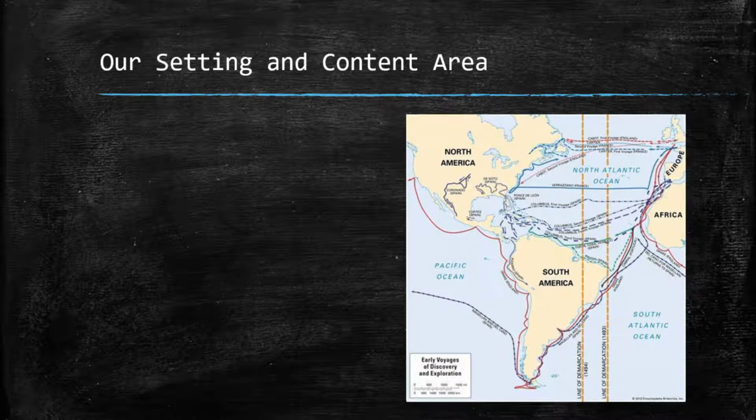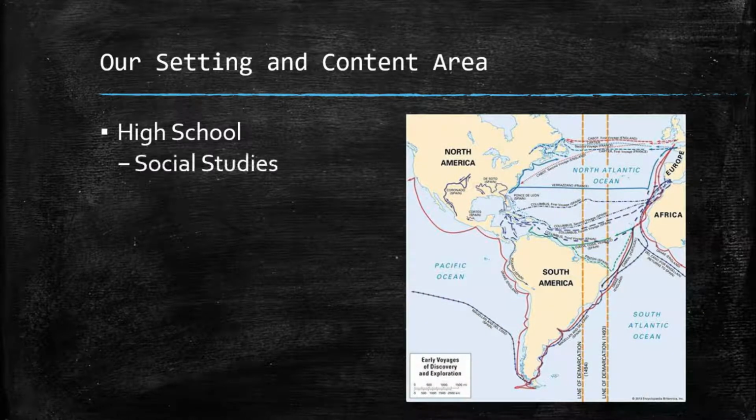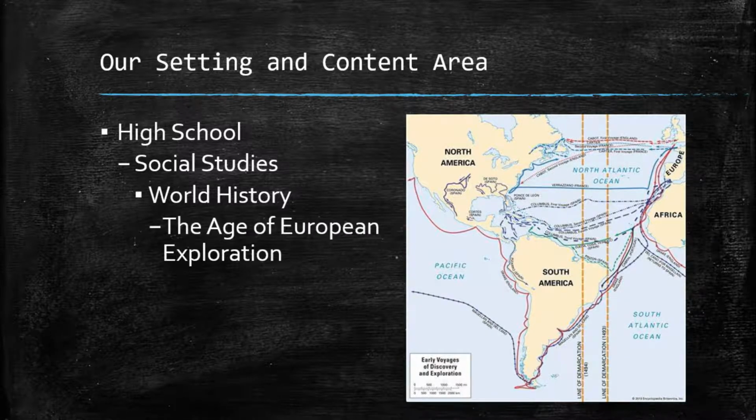So our setting and content area is high school setting, a social studies classroom. We're specifically going to focus on content from a world history class. The content is the age of European exploration. This is a very popular topic with our sophomores and freshmen.